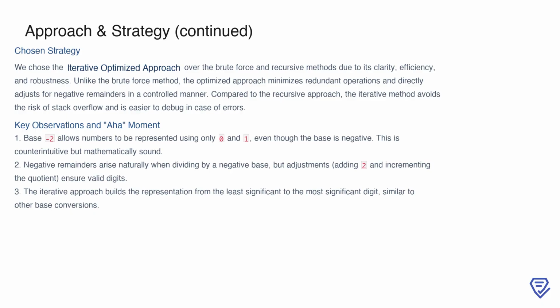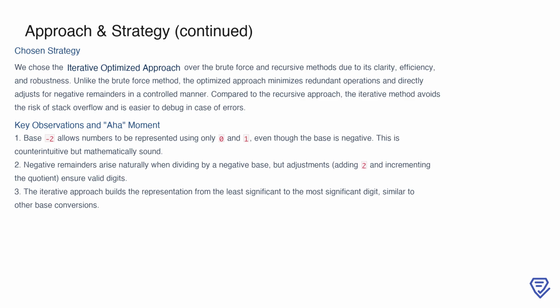Unlike the brute force approach, this optimized method avoids redundant operations and handles negative remainders in a more controlled, elegant way. At the same time, it sidesteps the pitfalls of recursion, such as stack overflow, and is easier to debug when issues arise. One of the most surprising and fascinating aspects of this problem is the fact that a negative base, like -2, can still represent numbers using only the digits 0 and 1. While this might seem counterintuitive, it works due to how the remainder adjustments are handled during division.